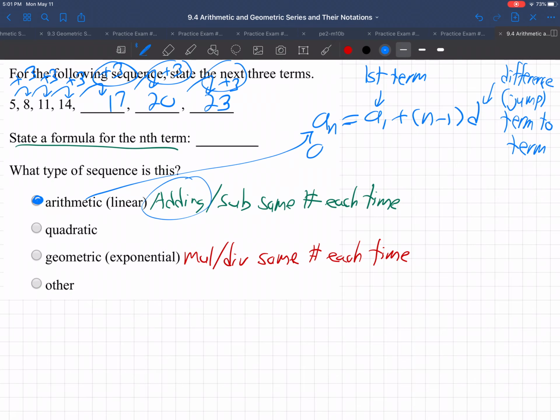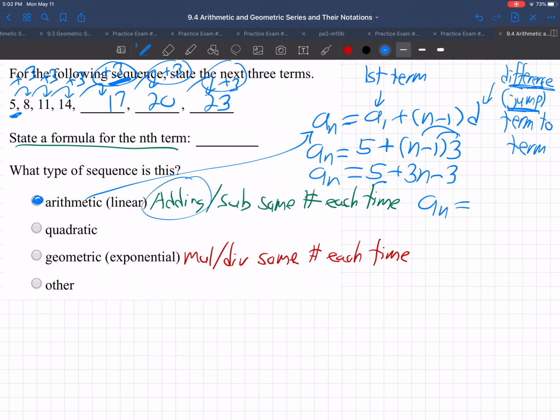So what's our formula then? A sub n equals a1, first term, 5, plus n minus 1 times d. What's the d? What's the difference or the jump from term to term? Well, that's the 3. So now we're going to distribute this 3, clean up this formula. 5 plus 3n minus 3, so a sub n is 5 minus 3, 2 plus 3n. So 2 plus 3n. That's the formula that produces those terms.